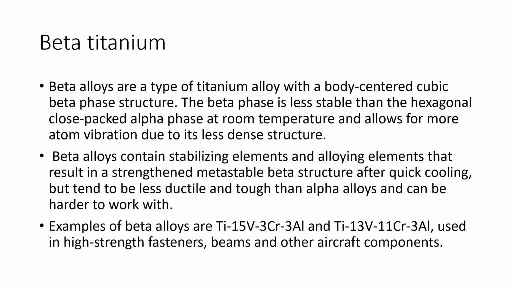Beta alloys contain stabilizing elements and alloying elements that result in a strengthened metastable beta structure after quick cooling, but tend to be less ductile and tough as compared to alpha alloys and can be harder to work with. Examples of these alloys are titanium 15 vanadium, 3 chromium, 3 aluminium, and also titanium 13 vanadium, 11 chromium, and 3 aluminium, which are always used in high strength fasteners, beams, and also for aircraft components.